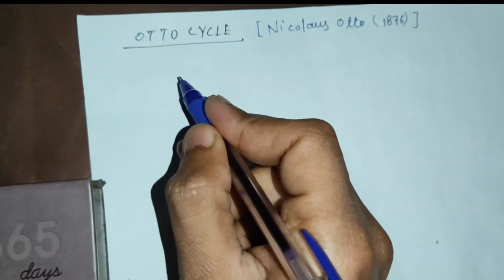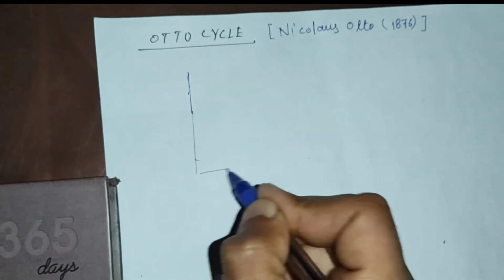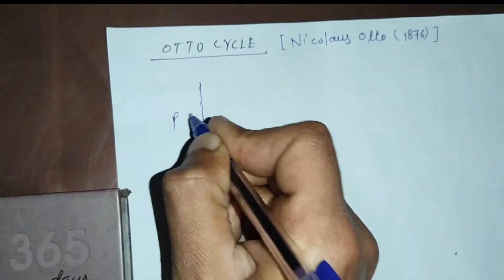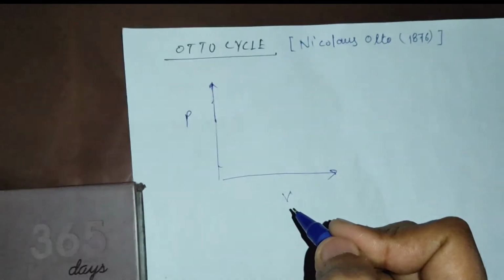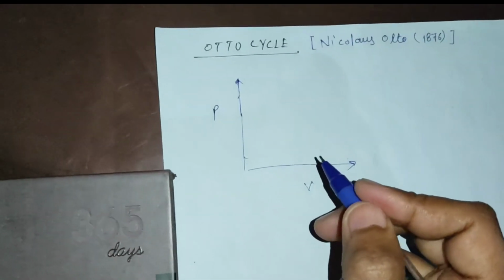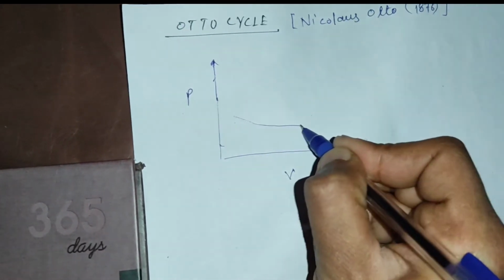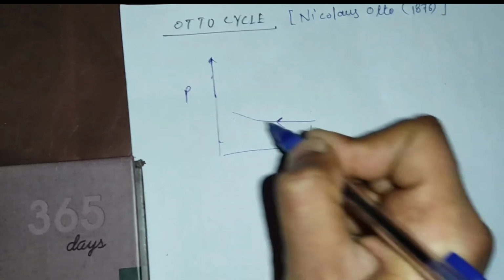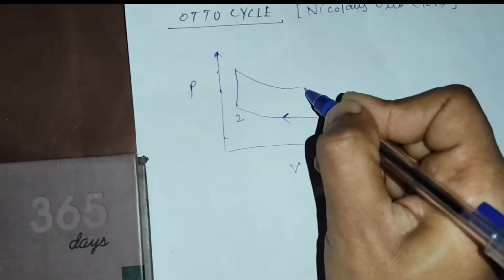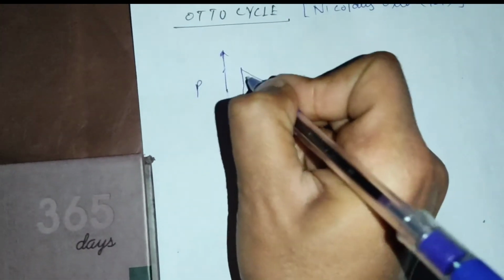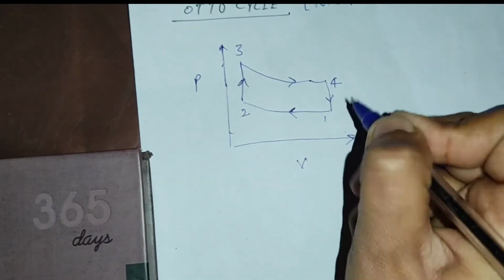First I will draw its PV diagram. This is the pressure axis and this is the volume axis. It contains four processes: isentropic compression, constant volume heat addition, isentropic expansion, and constant volume heat rejection. They are 1 to 2, 2 to 3, 3 to 4 and 4 to 1.